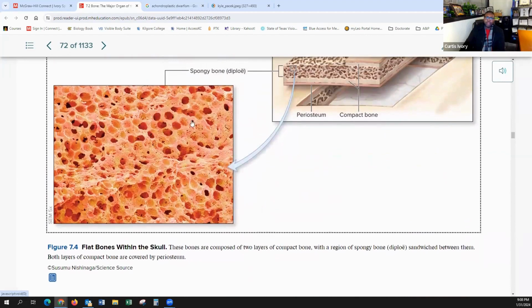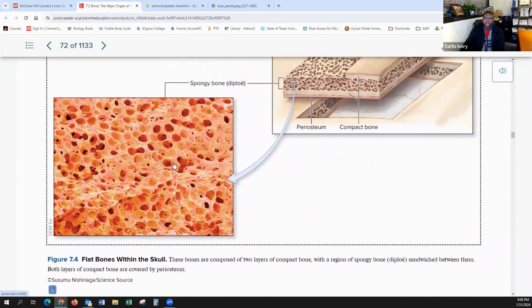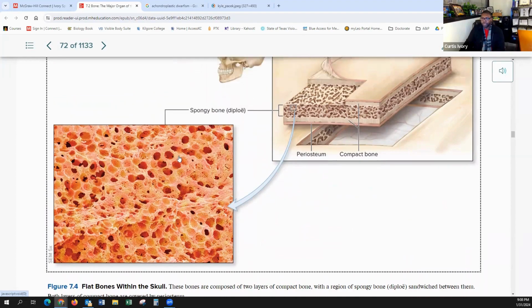And so if we look right here, this is actually what spongy bone looks like underneath the microscope. It does actually look like a sponge. But does that mean that it's nice and soft? No, it is actually very hard as well. It just gives the appearance of being a sponge.